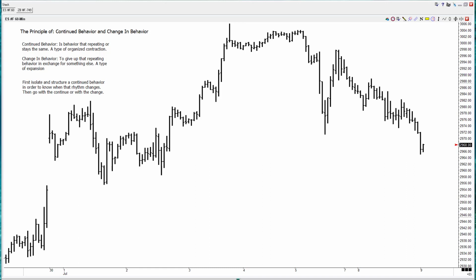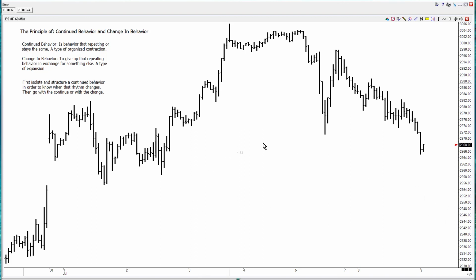Alright, let's understand the principle of continued behavior and change in behavior and see how we can make that functional, see how we can use that. It's an underlying principle that we can use with many methods, lines, gaps, swings, or even create our own methods by isolating something that's continuing and repeating itself.